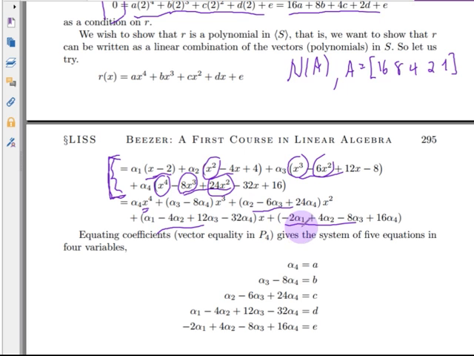Now remember, we know what conditions must hold on the coefficients of a polynomial. We know that 16 times the first coefficient plus 8 times the second plus 4 times the third plus 2 times the fourth plus 1 times the fifth must be equal to 0. Okay, so let's make that identification.